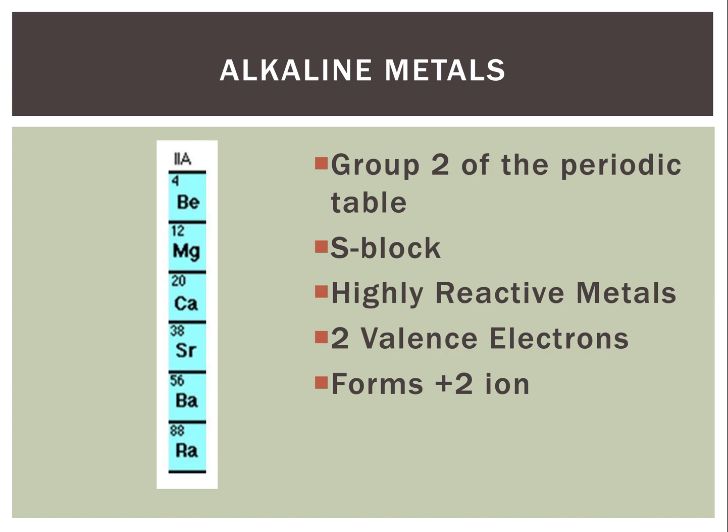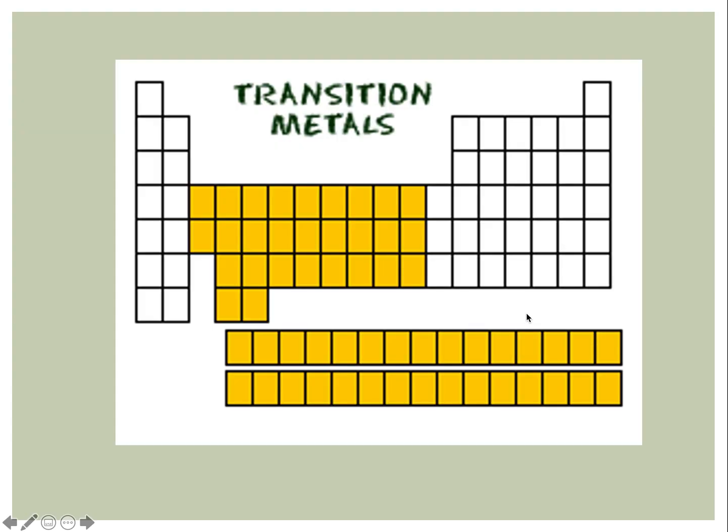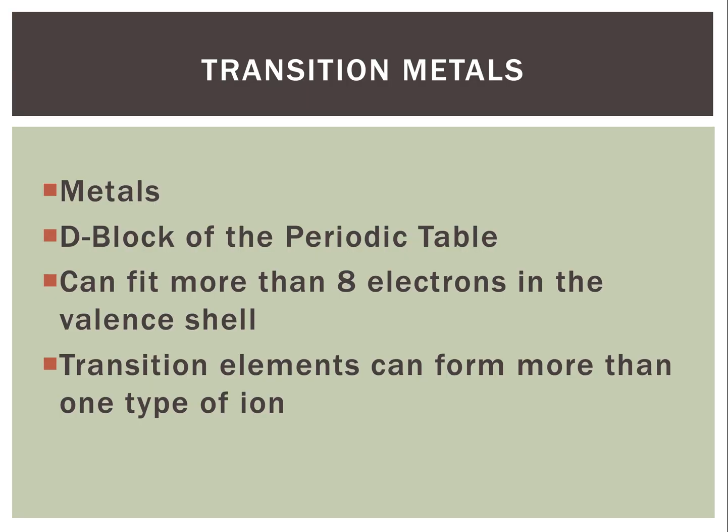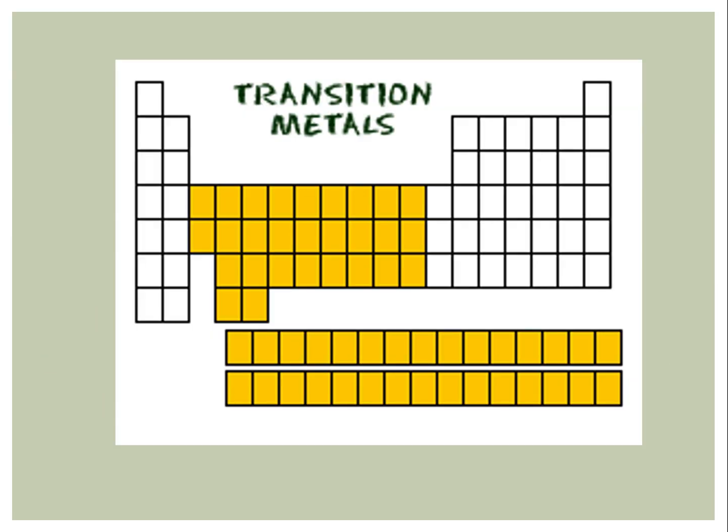So now we move into my biggest group on the periodic table, and that is my transition metals. So I'm not quite sure why this isn't yellow, but the transition metals are this whole group here, and that also includes my 2 rows on the bottom of my periodic table. So my transition metals are my D block and my F block of the periodic table. And the transition metals are kind of weird because they can fit more than 8 electrons in their valence shell. And the transition elements can form more than one type of ion. So what we were just saying here, where these all form +1 and these all form +2, some elements here might form a +2 and a +3, or a +1 or a +2. It just depends on what they're bonded with.